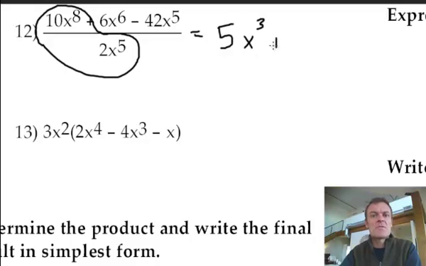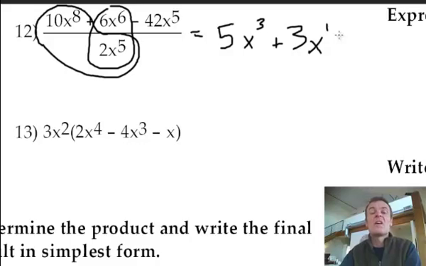Plus, there's a plus sign in between. I'm now going to do these two. So all of these are being divided by 2x to the 5th. 6 divided by 2 is 3. x6 over x5, subtract the exponents, that's just x1. I don't really need the 1 there, I'll leave it though. Right, there's a minus coming up next.